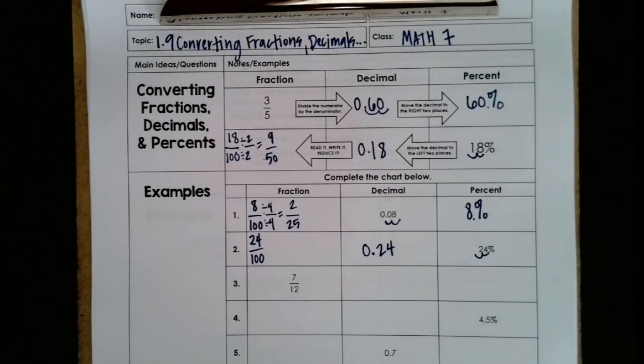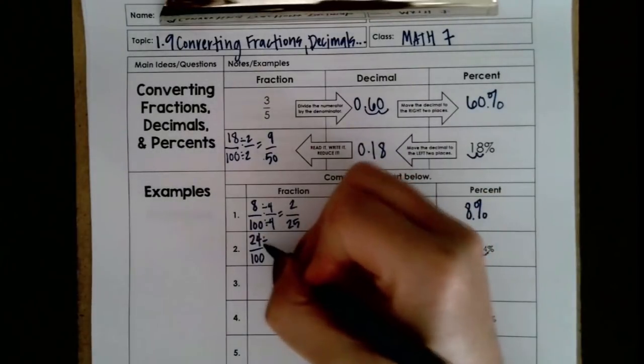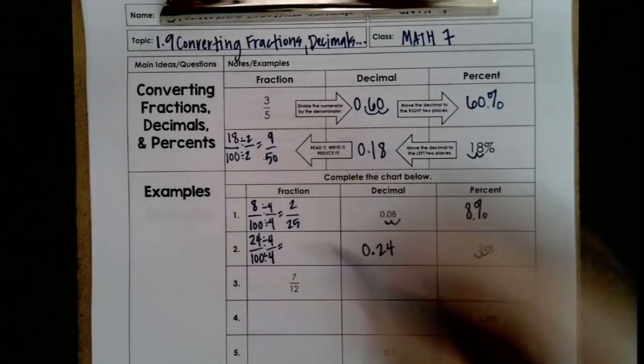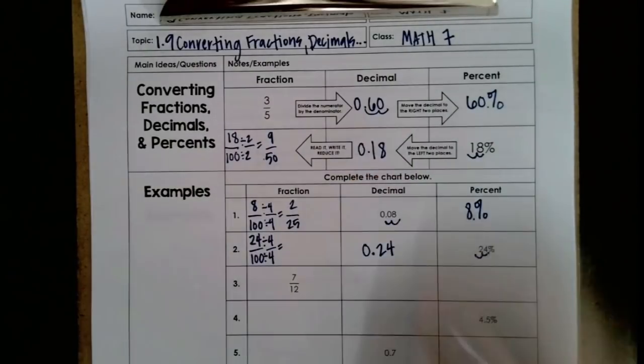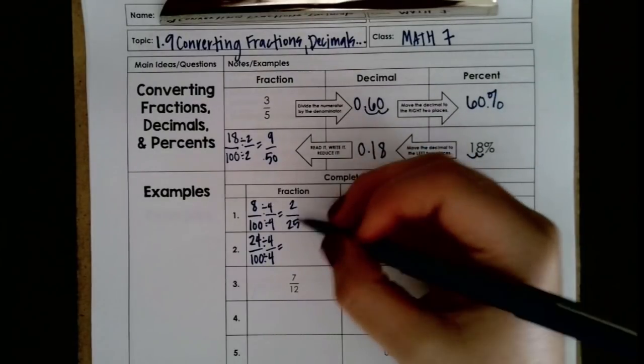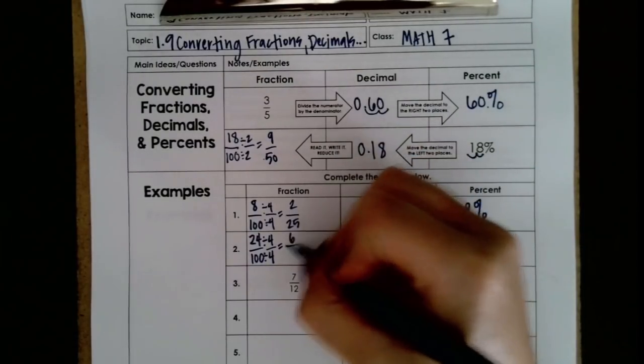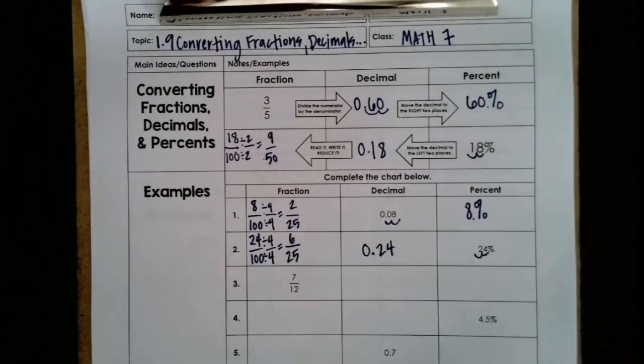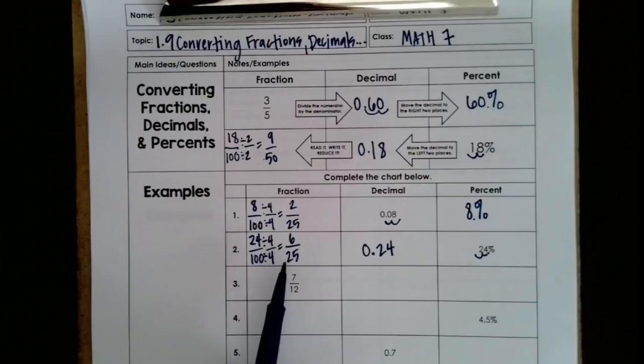Now, those are both even numbers, so I know they can be simplified. I already know that the greatest common factor for both of these is 4. 24 divided by 4 is 6, and 100 divided by 4 is 25. So the fraction is 6 over 25, or 6/25.